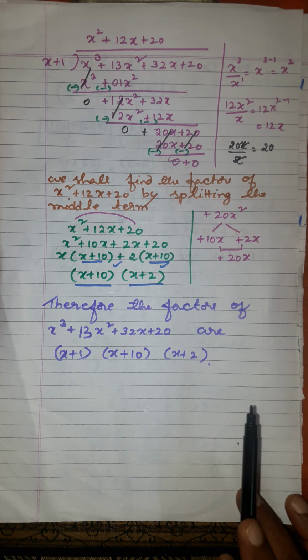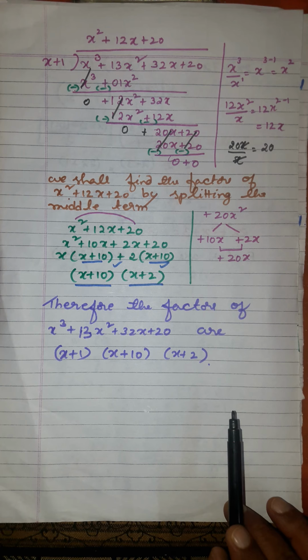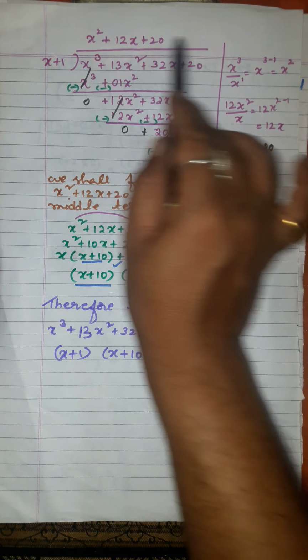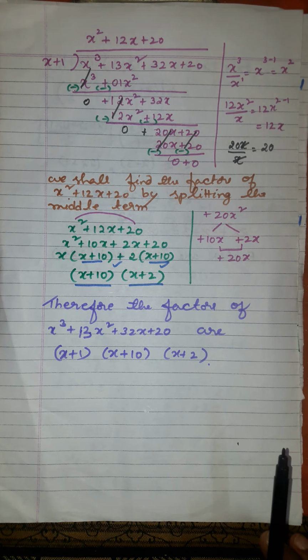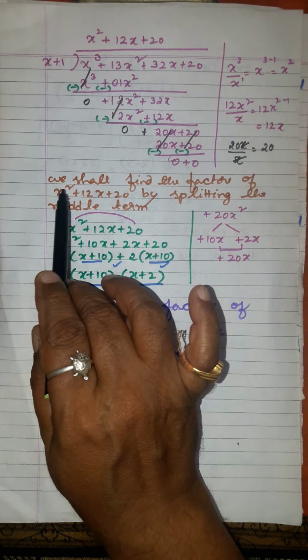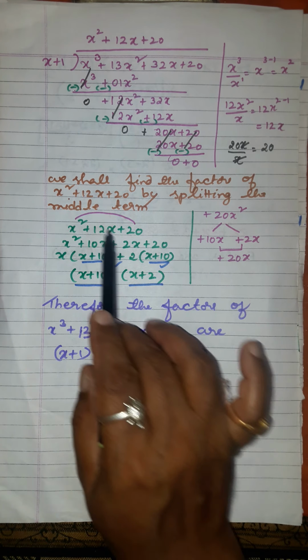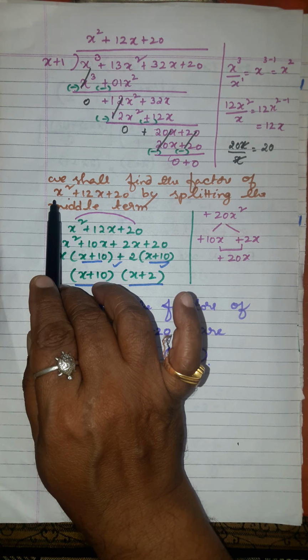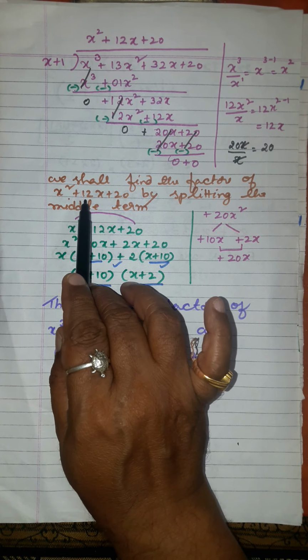Now let us split the middle term. If you are capable of finding the zeros of this polynomial, you can go for finding the factors by the factor theorem. But I want to have a little drift, that is a change. So I am factorizing this polynomial by splitting the middle term.